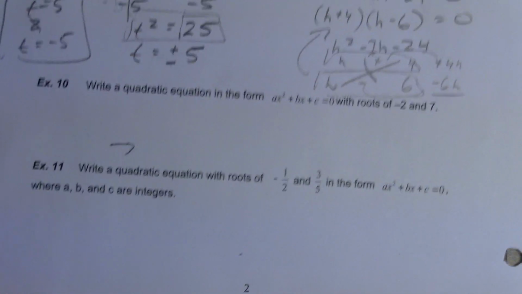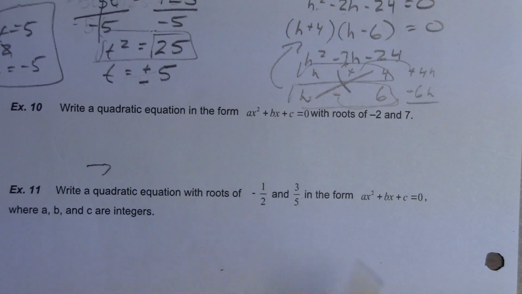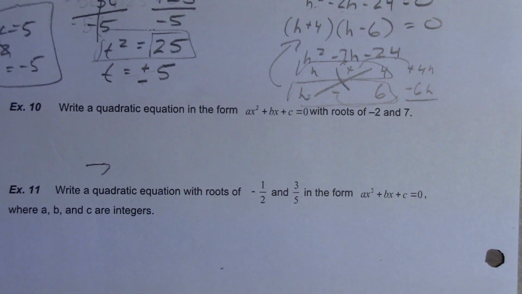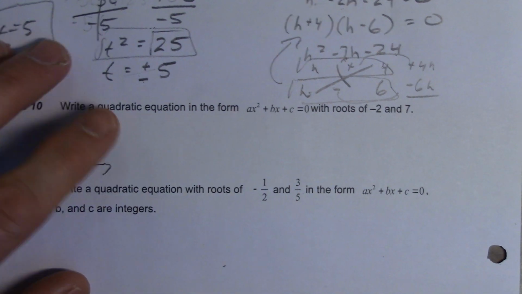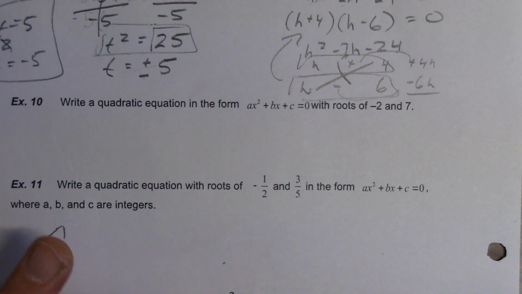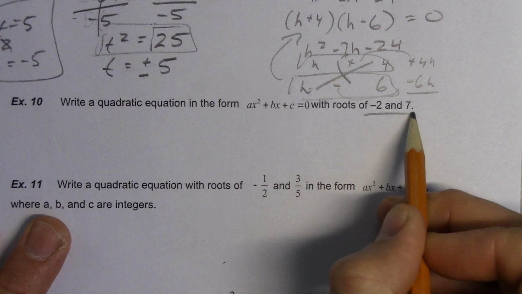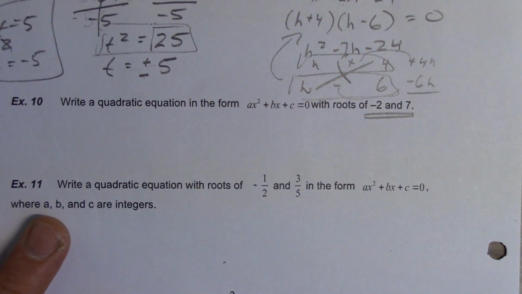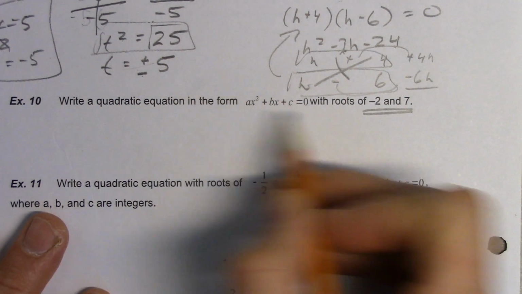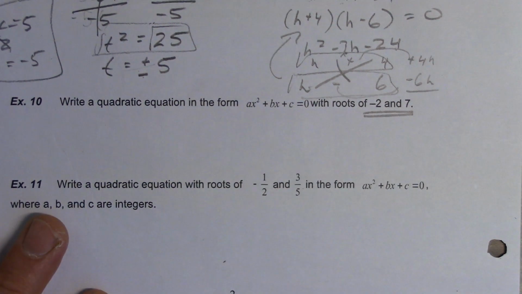10. Write a quadratic in standard form with roots of negative 2 and 7. Okay, what can I do here? This one's easier, I hope. Junior, you gonna get this one? These are the roots, Junior, okay? So how would you write that out in factored form? Because those are the roots, so we know we can use factored form and say what?